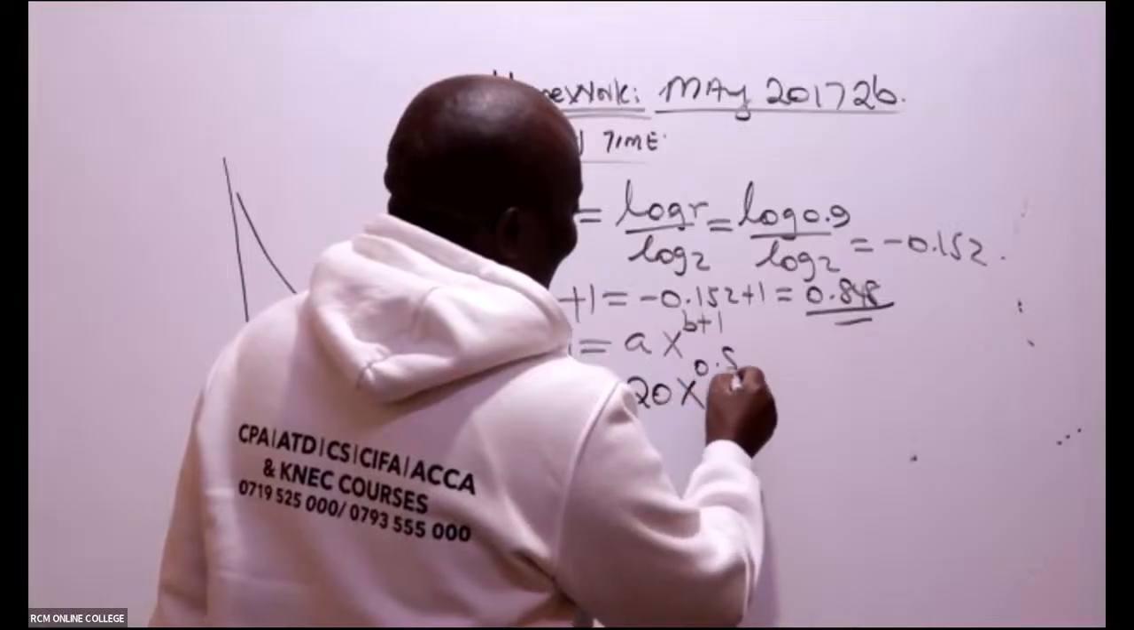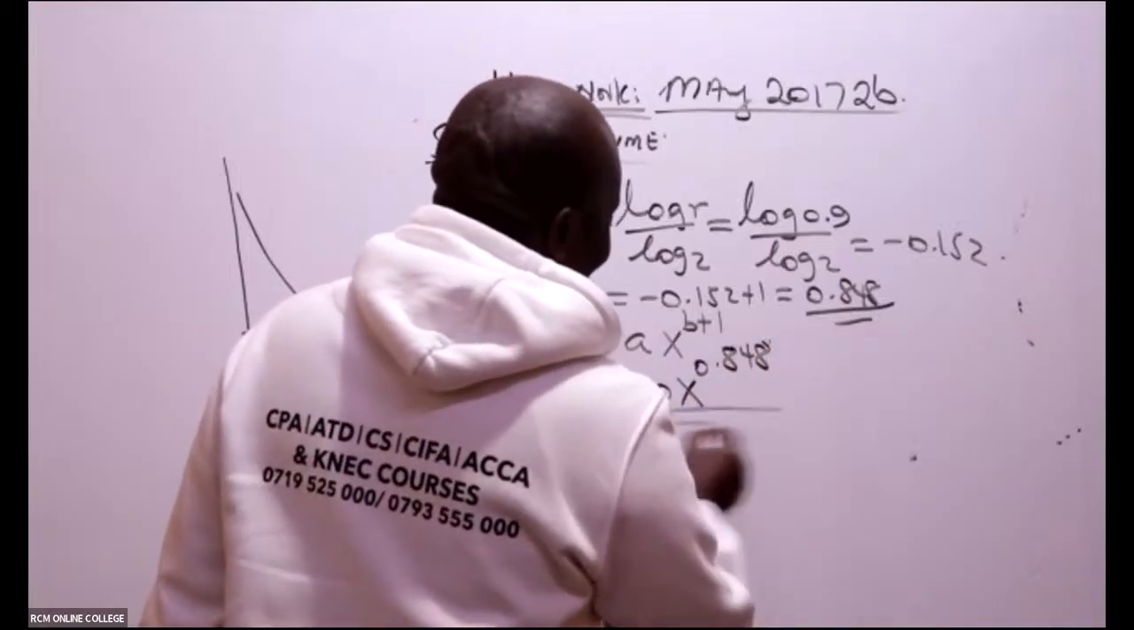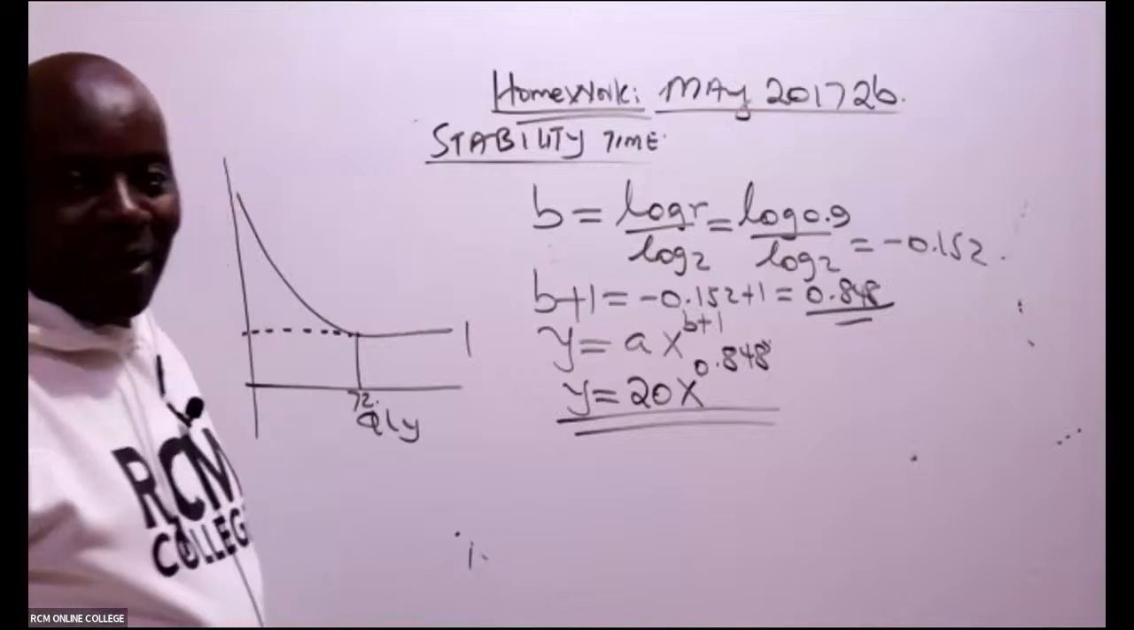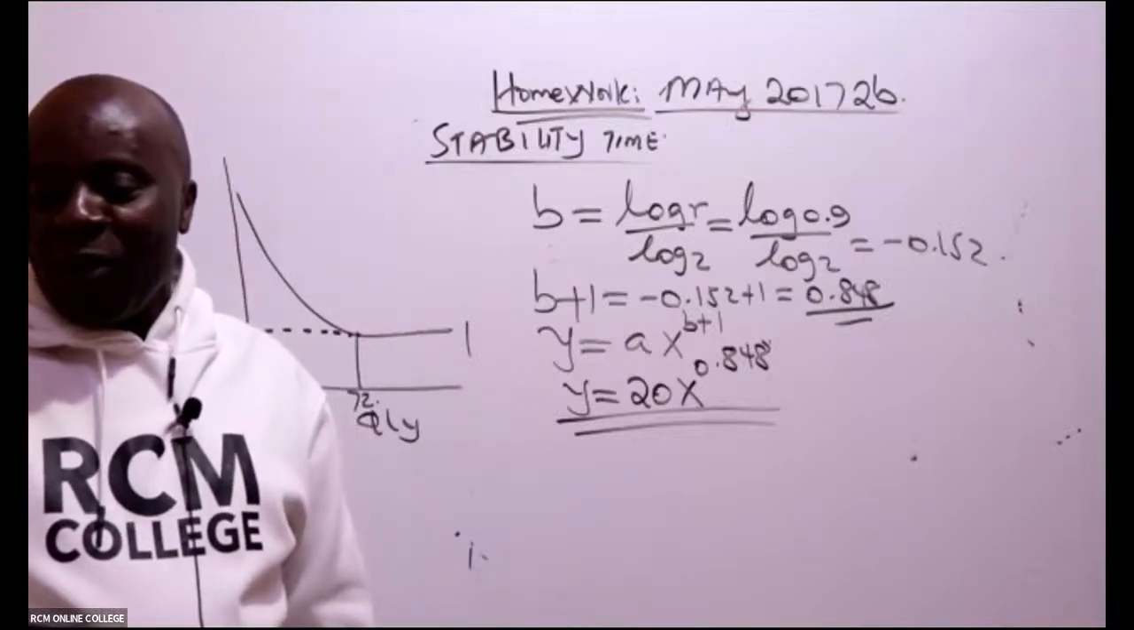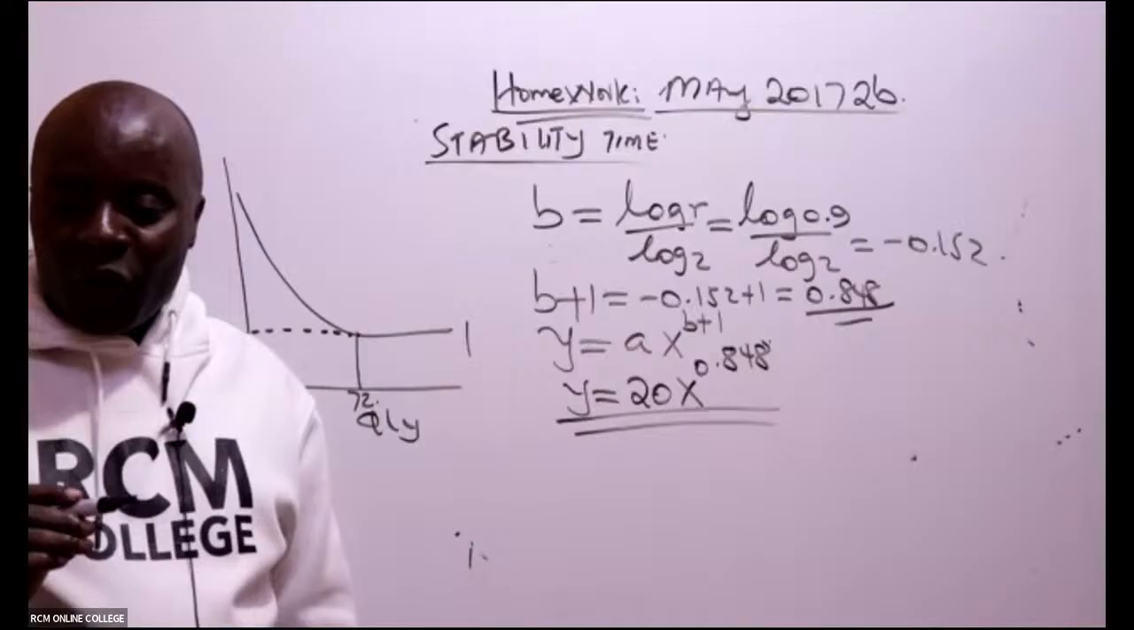X raised to 0.848. Mwambie ni Chief Ninja. Anataka kuchuna dadia masikio huyo. Y equals 20 x raised to 0.848.